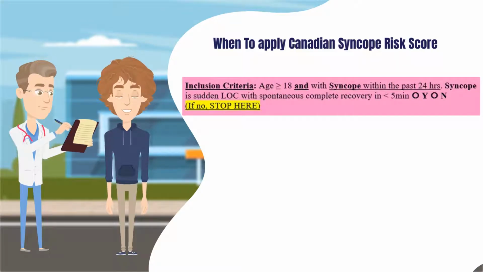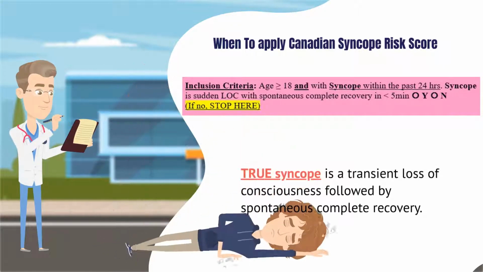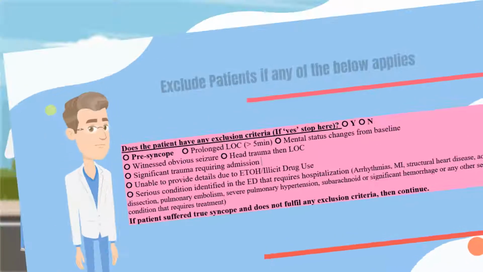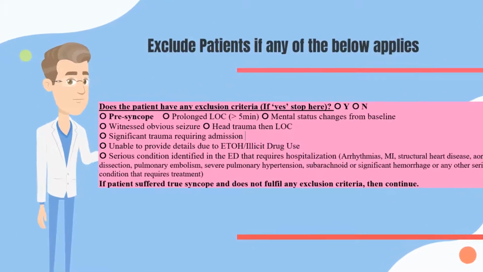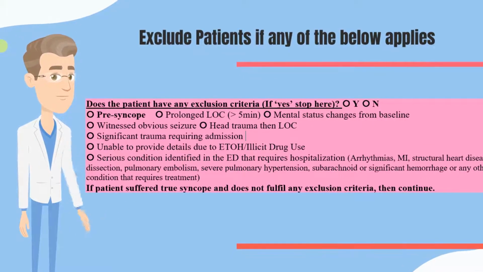As a physician, you will ensure that the patient fulfills the inclusion criteria, which is an adult patient presenting with true syncope within 24 hours of their episode. True syncope is transient loss of consciousness followed by spontaneous complete recovery. Make sure that the patient does not have any of the below-mentioned exclusion criteria, which will suggest that the patient either did not have syncope or risk stratification is not needed.